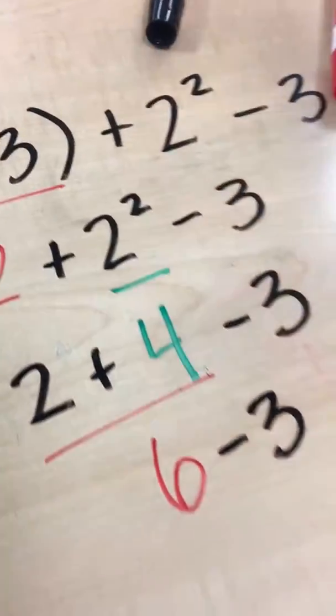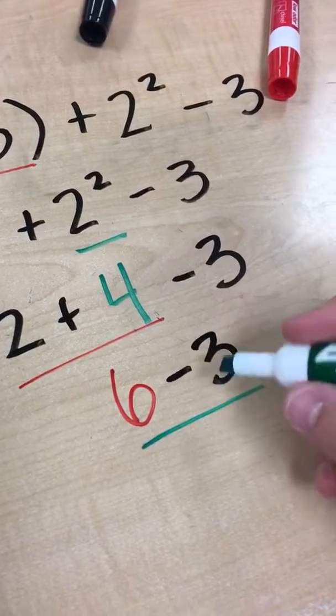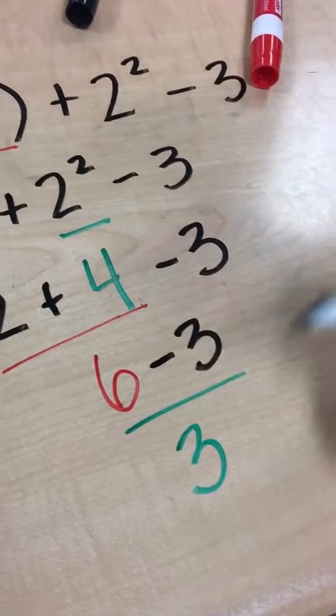Now I can handle my subtraction problem. My subtraction is now 6 minus 3, and that is 3. So I circle the answer.